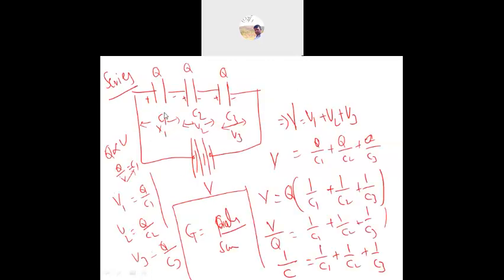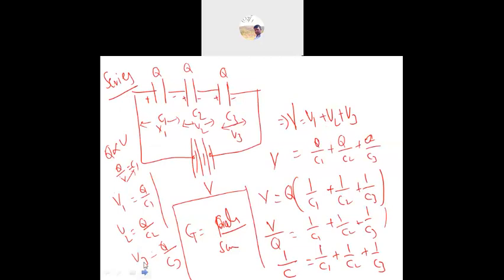If capacitors are connected in series, the charge will be the same in all the capacitors, and the voltage across each capacitor will be different. If three capacitors are connected in series, the total capacitance is 1 by C equals 1 by C1 plus 1 by C2 plus 1 by C3. Similarly, you can write it as the product C1 C2 C3 by C1 C2 plus C2 C3 plus C3 C1, nothing but the total capacitance equals product by sum.